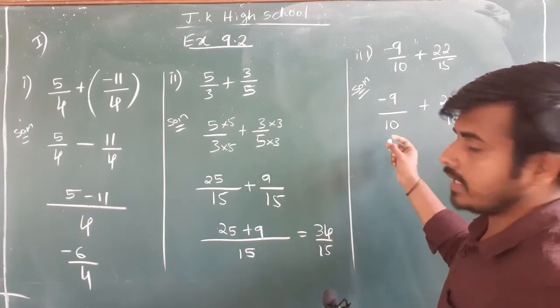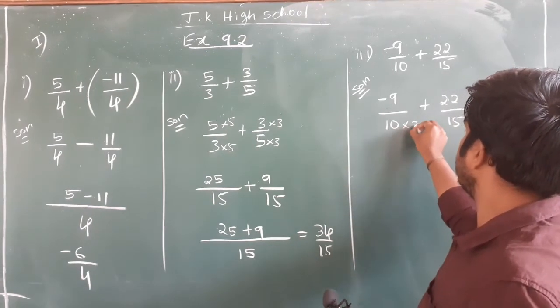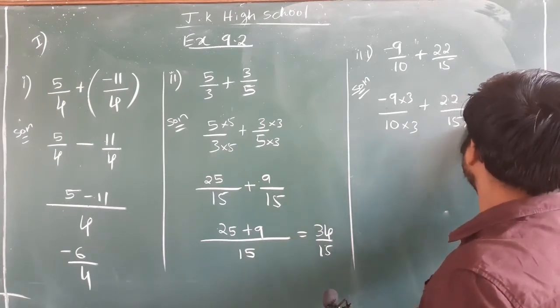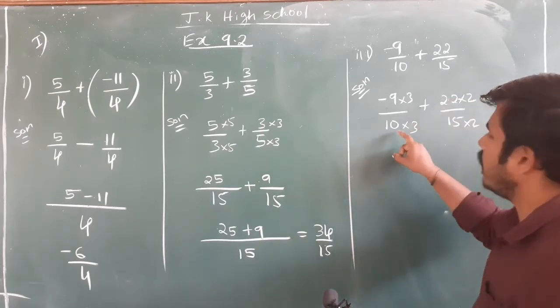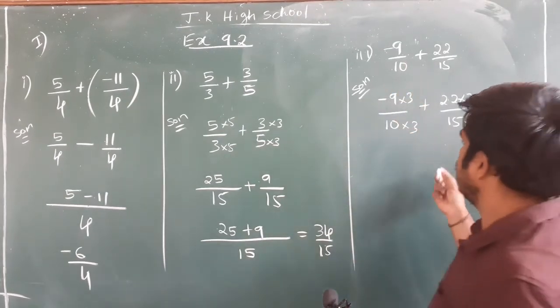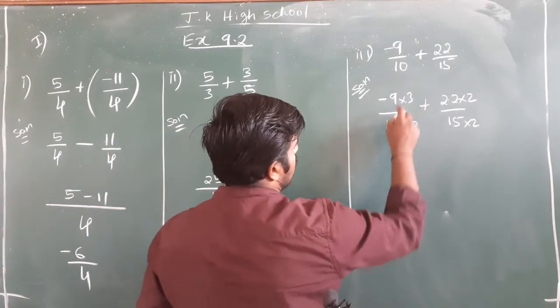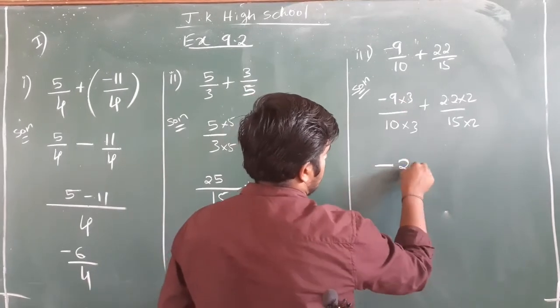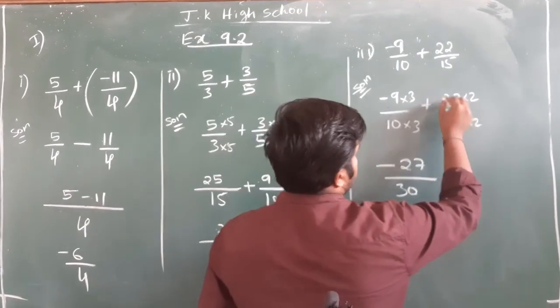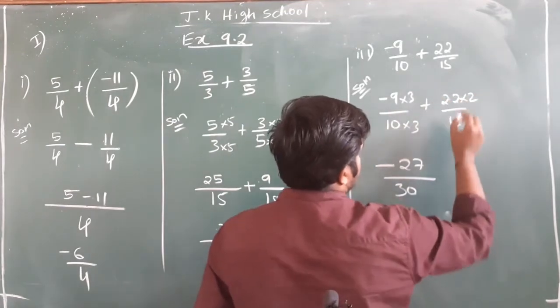10 how much are 30? 10 3s are 30. 15 how much are 30? 2s are 30. Whatever I multiply here, the same number I should multiply in the numerator. The next step is minus into plus. Minus 9 3s are 27. Minus 27. Plus into plus.